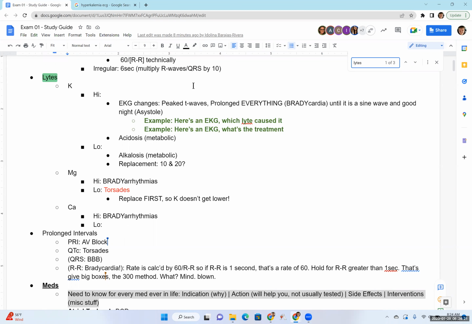And then low potassium, right? I didn't really give you the EKG changes for low potassium, but you know that low potassium causes what? Causes ectopy, right? So you have PACs, PVCs, probably, you're going to check potassium. What else would you check?